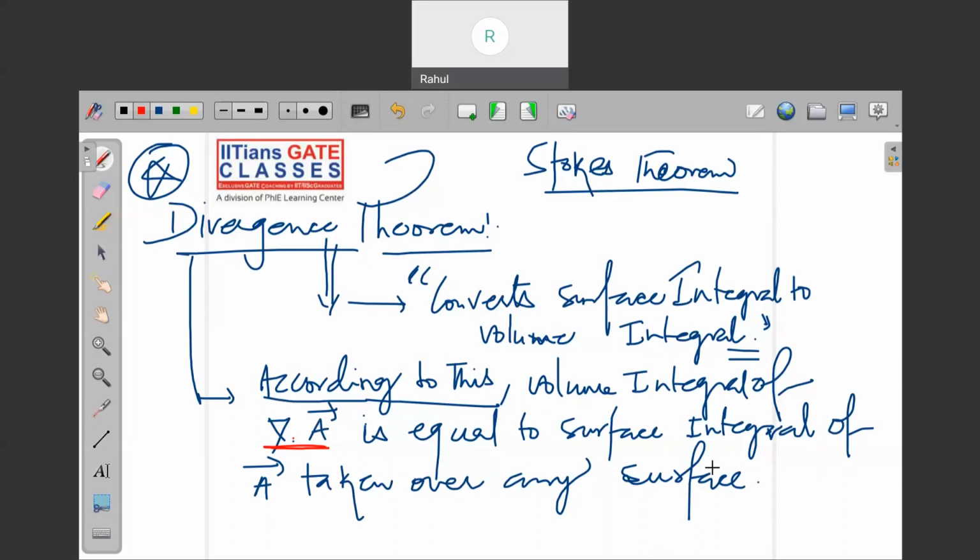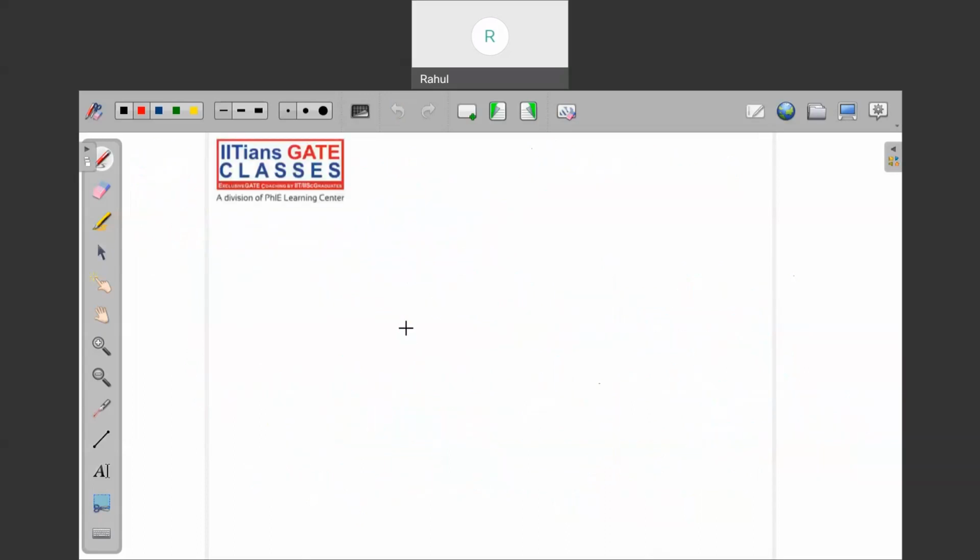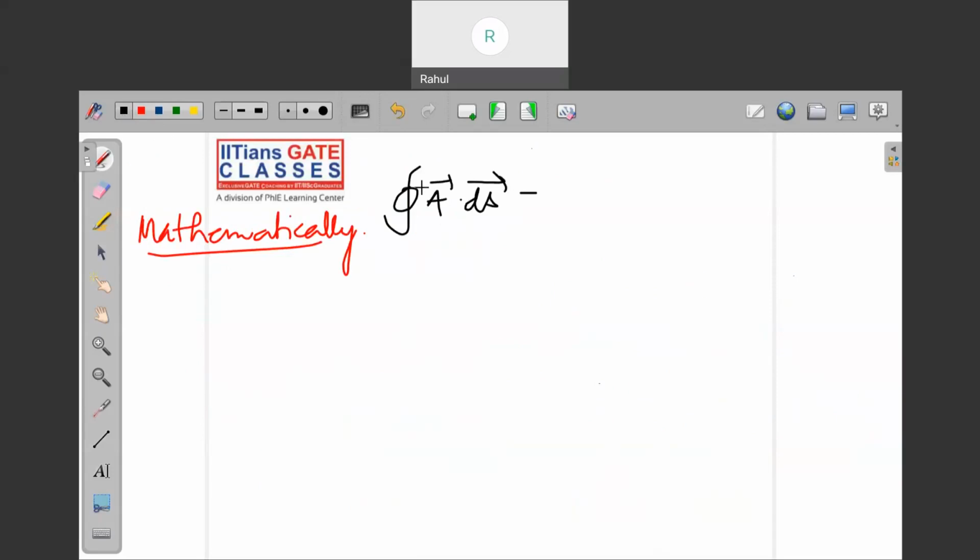So this is what the divergence theorem says. Mathematically, the divergence theorem is written as the closed surface integral of A dot ds converts to the volume integral of del dot A times dv, over the volume V. So you can see here, this is the divergence theorem.